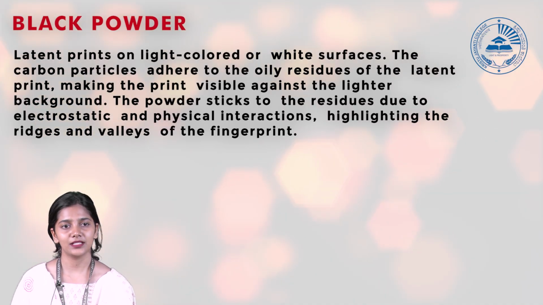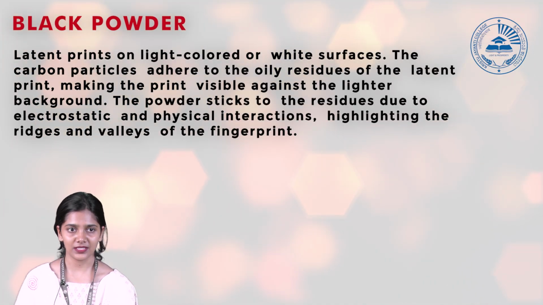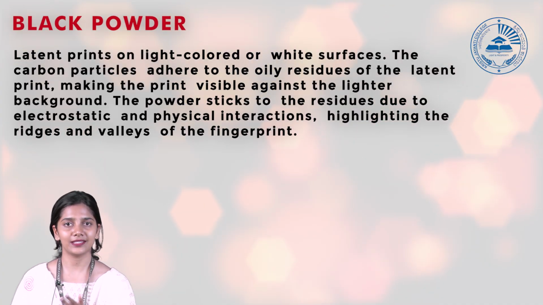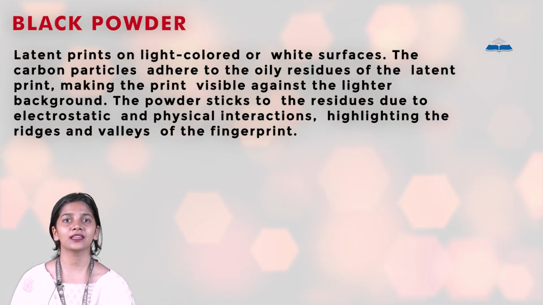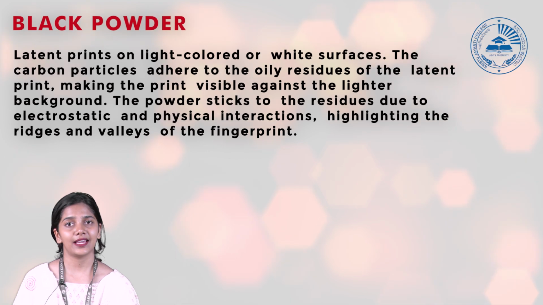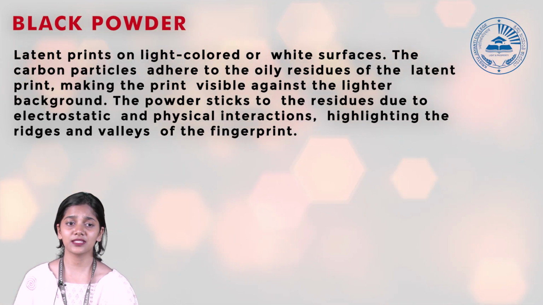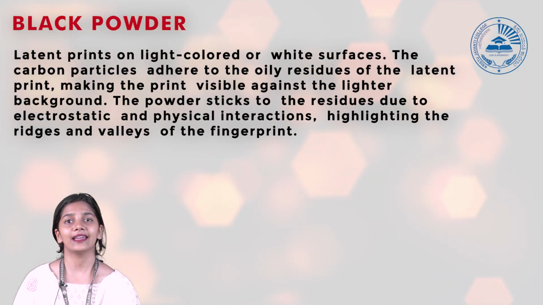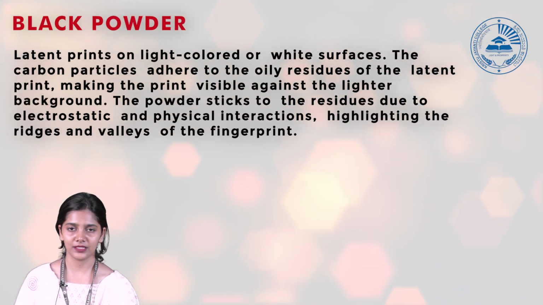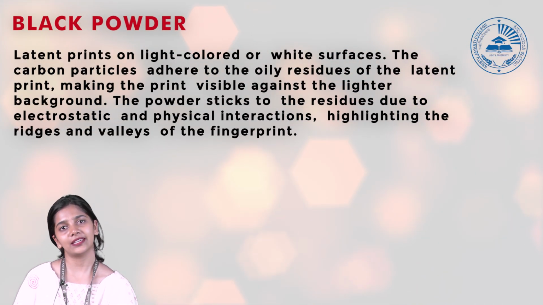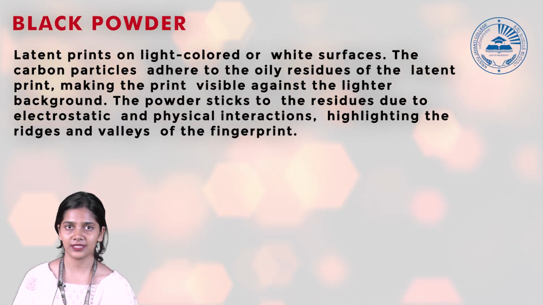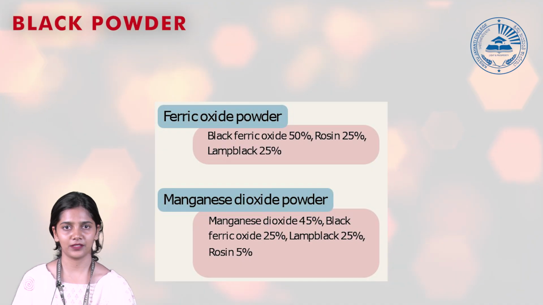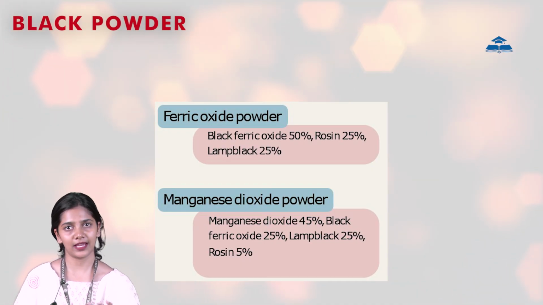Black powder is used to develop fingerprints on light colored or white surfaces. The carbon particles present in the powder adhere to the oily residues of the latent print, making the print visible against the lighter background. The powder sticks to the residues due to electrostatic and physical interactions. It highlights the ridges and valleys of the fingerprints. Black powder can be of two types: the first is ferric oxide powder and then we have manganese dioxide powder. The composition of both the powders is given.